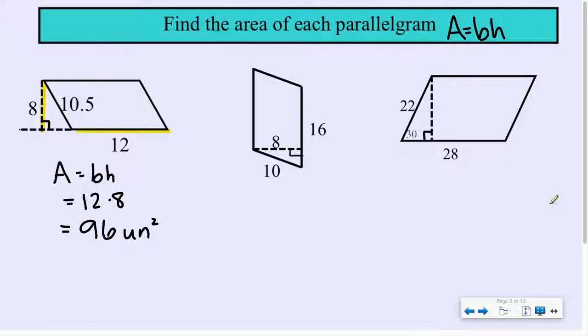Which side should we use as the base? 16. Why? Because it's perpendicular to 8. Good. 16 is perpendicular to 8, my altitude. So then our area, base times height, 16 times 8, 128, right? Units squared.